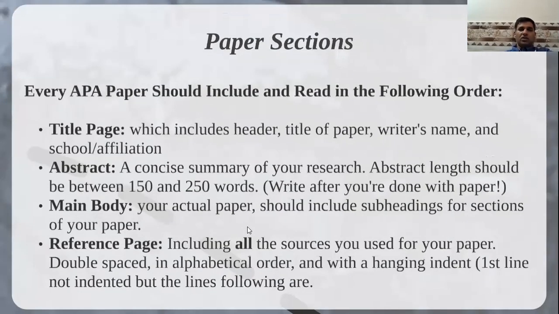So paper sections, this is the format that we need to follow. The title page should be the first thing at the top, then the abstract, and the abstract should be 150 to 250 words. The main body is the actual paper and should include subheadings for sections of your paper. A reference page includes all the sources you used for your paper, double spaced, in alphabetical order, and with a hanging indent.